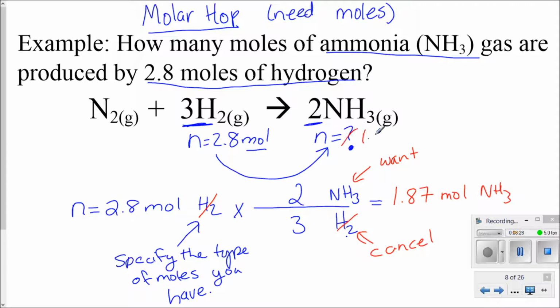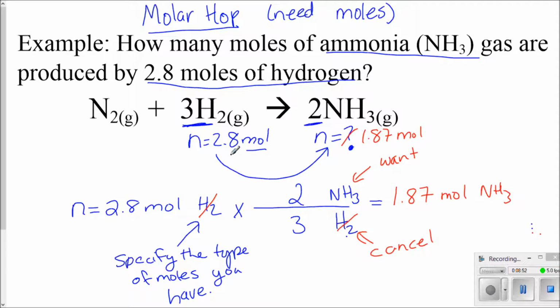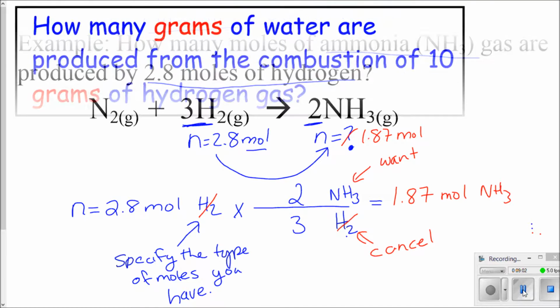Now, can anybody guess what the ratio between 2.8 and 1.87 is? If I divided both of these numbers by 1.87, what you would actually find is that if you reduce these ratios, it's still a 3:2 ratio when you do the math, okay? The key thing to understand with the molar hop is that it can only be performed with moles. It cannot be performed with mass. Write yourself a little note to remember this.